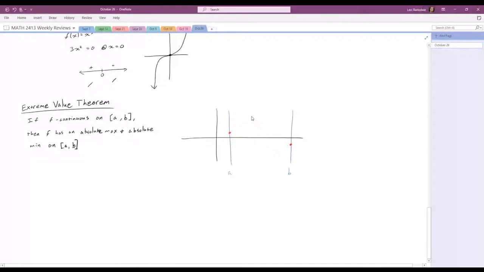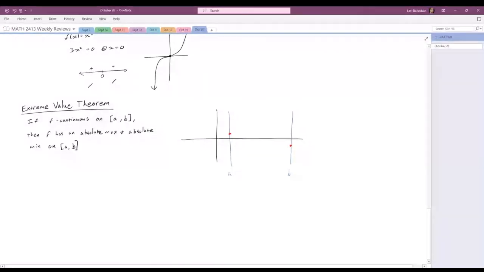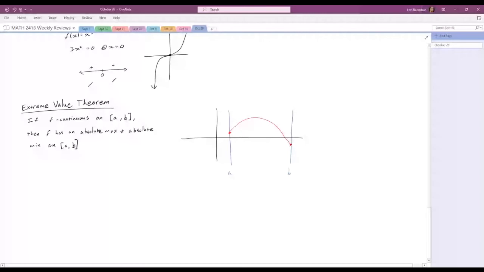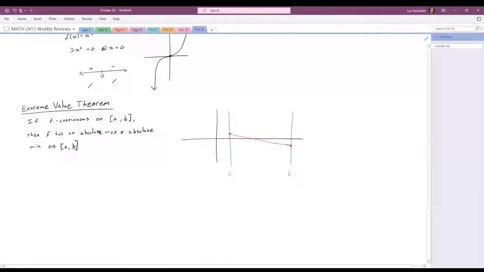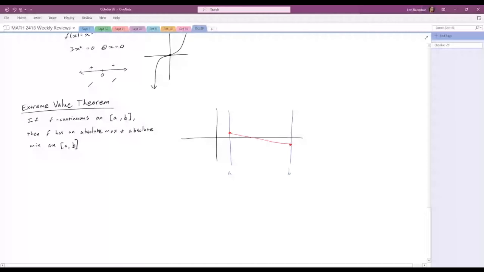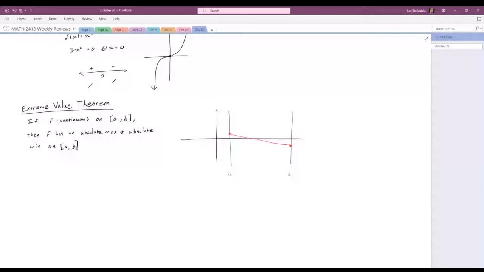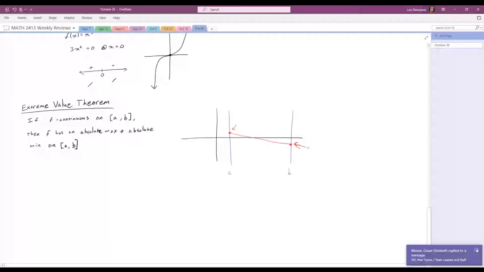I could also draw a function like this, and it's going to have a maximum here, and its minimum is actually going to be this endpoint here. I could even draw a function that was just linear, going from one point to the other, and I would say, well, this also has a maximum, the first endpoint, and a minimum, the second endpoint. So even though the slope is always not equal to 0, or in other words, I have no critical points, I still attain a maximum and a minimum. And that's basically all the extreme value theorem says.